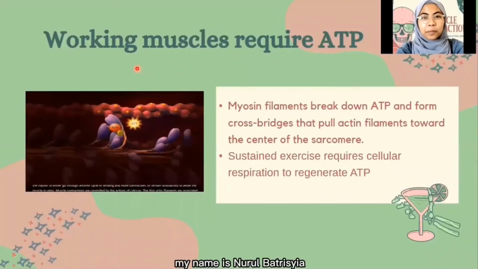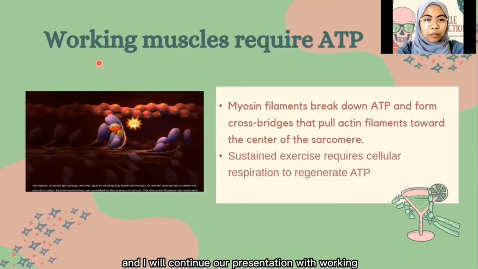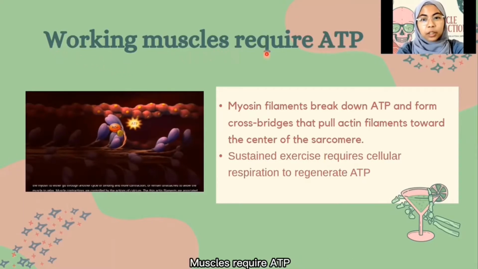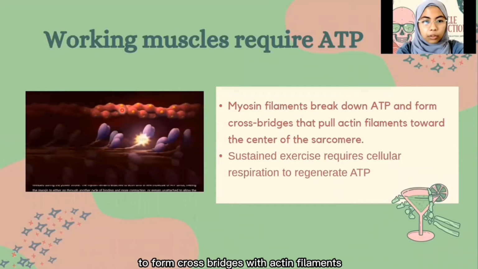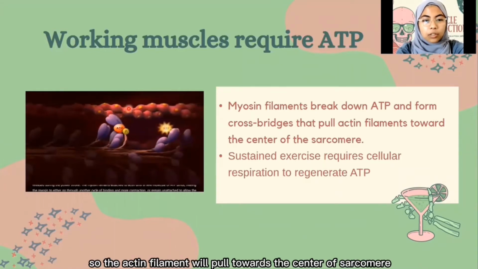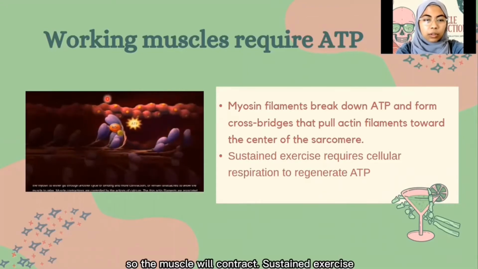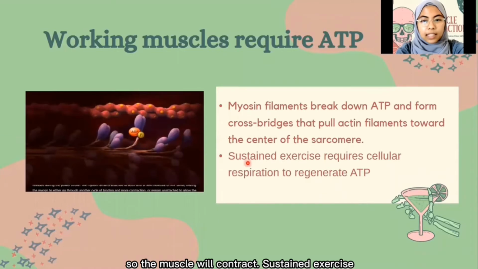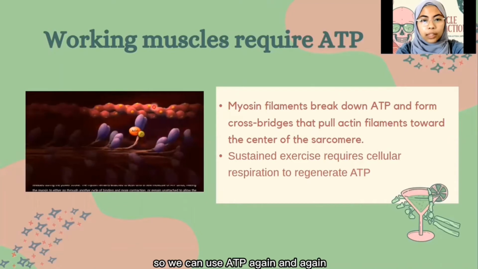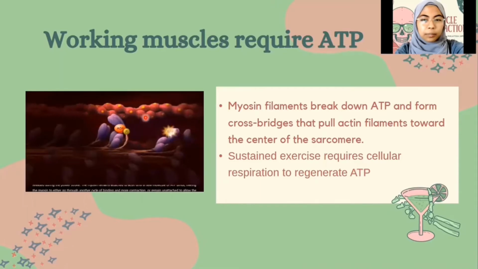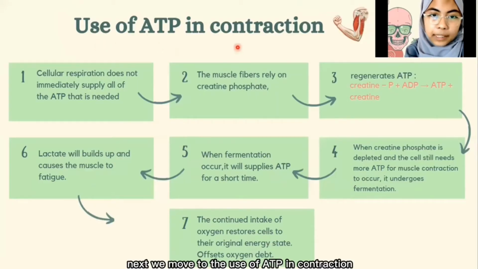Hello everyone. My name is Nur Badisha and I will continue our presentation with working muscle requires ATP. From the diagram, we can see that myosin filaments will break down the ATP to form the cross bridge with actin filaments. So the actin filaments will pull toward the sarcomere and the muscle will contract. Sustained exercise requires cellular respiration to regenerate ATP, so we can use the ATP again and again to contract the muscle. Next, we move to the use of ATP in contraction.